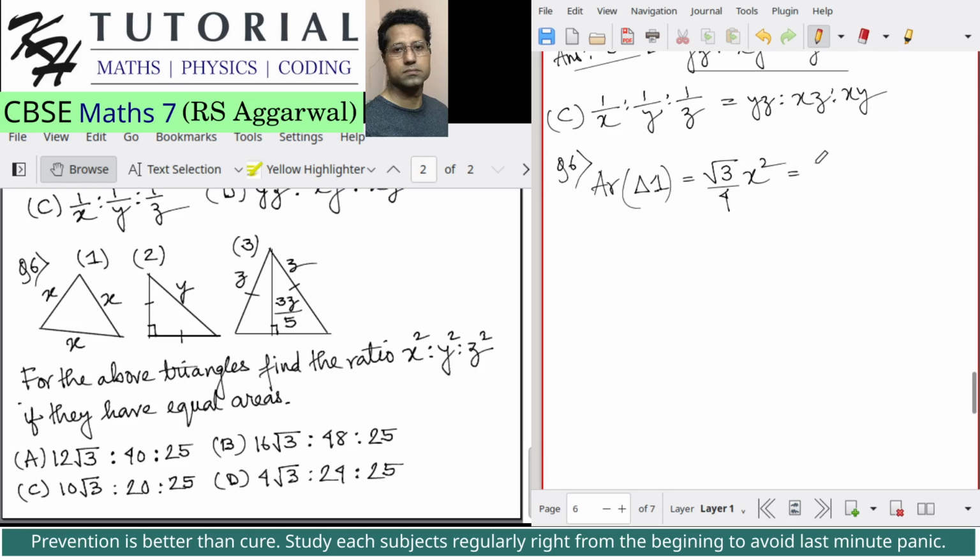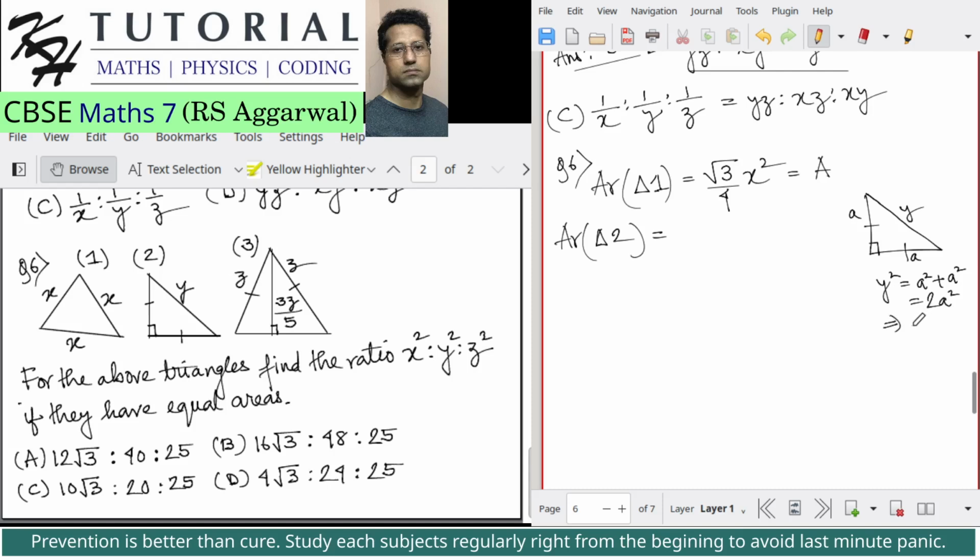It is also given that the area of all these three triangles are equal. So let's say the area be equal to capital A. What is the area of the triangle 2? It's an isosceles right angle triangle because the legs are of equal length and the hypotenuse is y. If I consider the legs as, let's say, a, using Pythagoras theorem, y square is equal to a square plus a square, which is equal to twice a square.